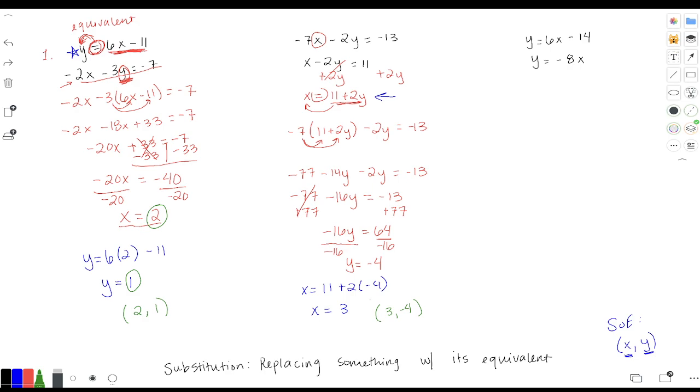Okay, so that is our answer to this one. And this last one looks a little bit different. We can see that we have two variables, y and y. These are both variables with a coefficient of 1, and they are also variables that are isolated on one side of the equal sign.